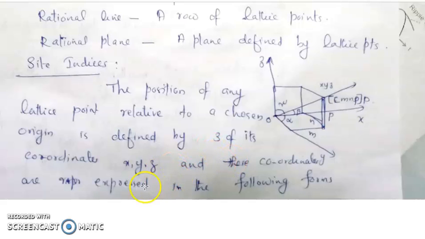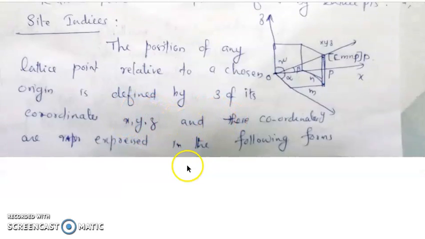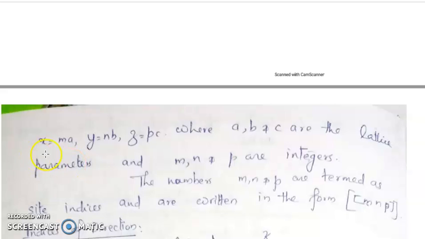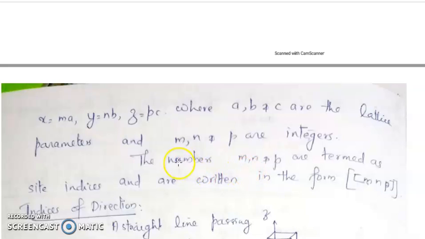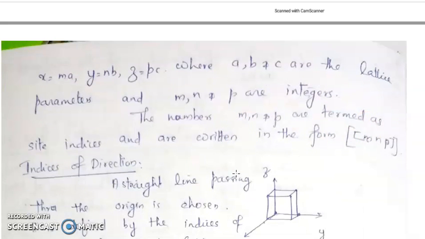Then the coordinates are x, y, z, where x is equal to m times a, y is equal to n times b, and z is equal to p times c, where a, b, c are the lattice parameters and m, n, and p are integers. These numbers are termed the site indices and are written in double brackets, m n p. So you have to note this form of bracket. If it is a double bracket, it indicates the site indices.